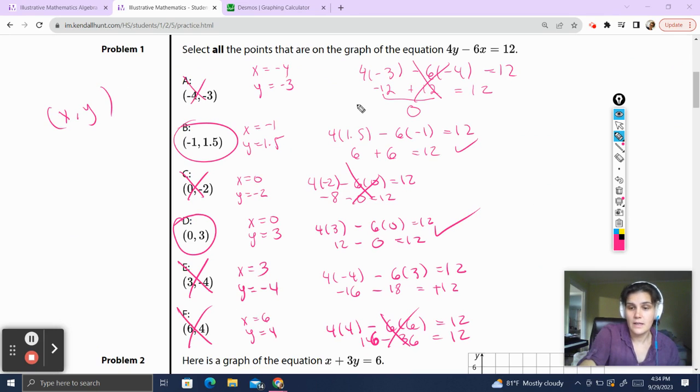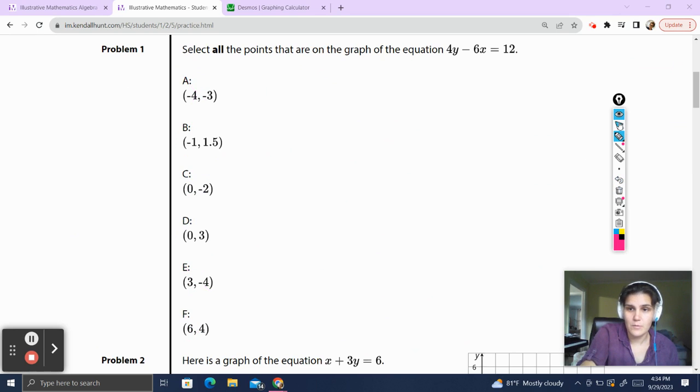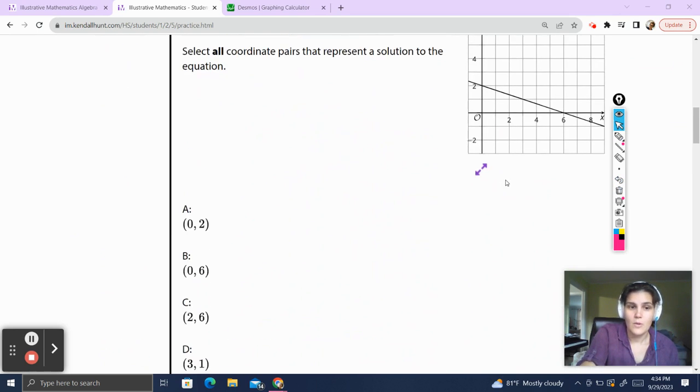And that's how we do it. Easy peasy way to find out if any of the points we are given are on our graph. Pause the video if you need a second to go over this or look at my answers as I move on to the next question. Problem 2.